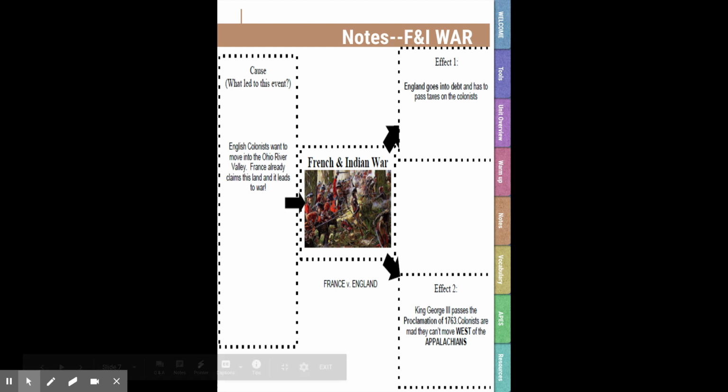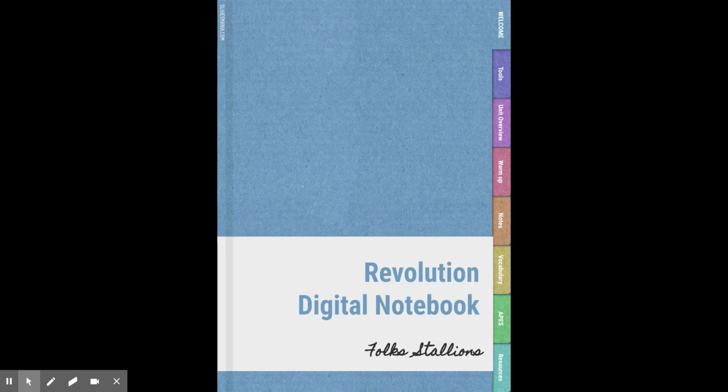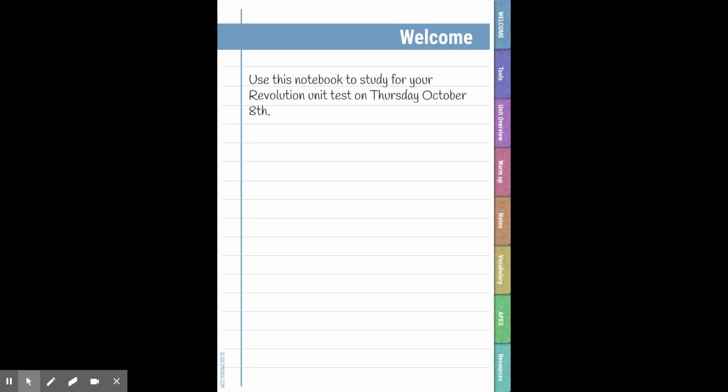All right, Stallions, let me go ahead and go over our notebook for our second unit. So we are in the Revolutionary Era, and we're going to go over this digital notebook. Similar to the very first notebook that we did, this is the second one.